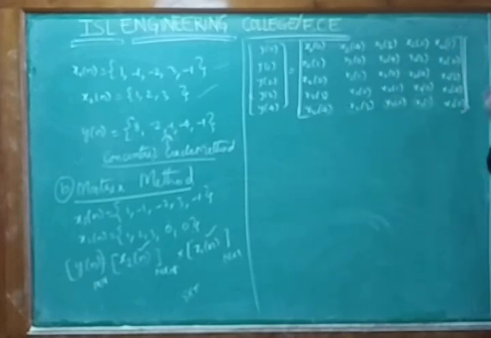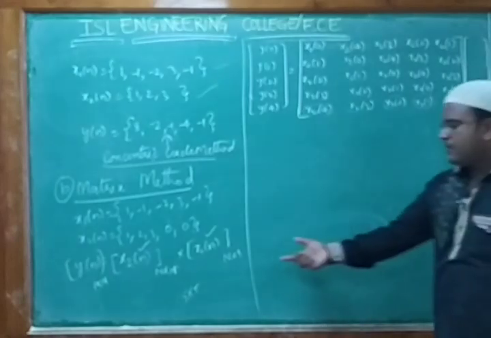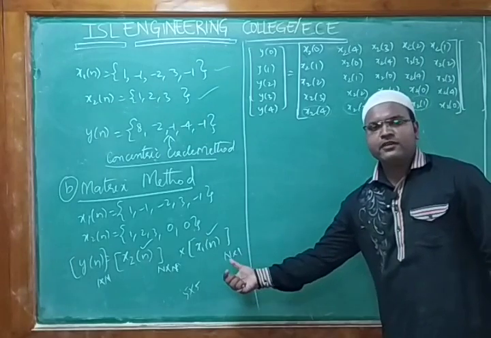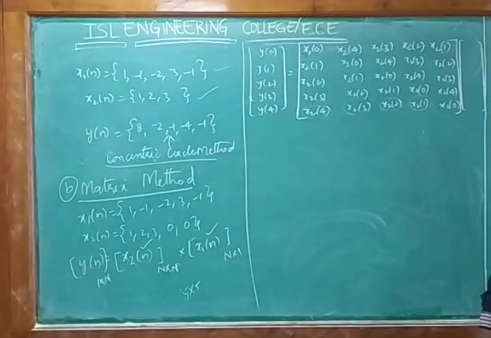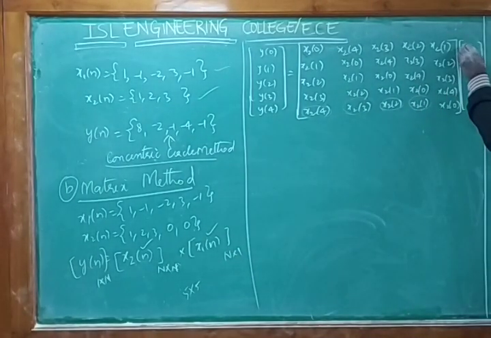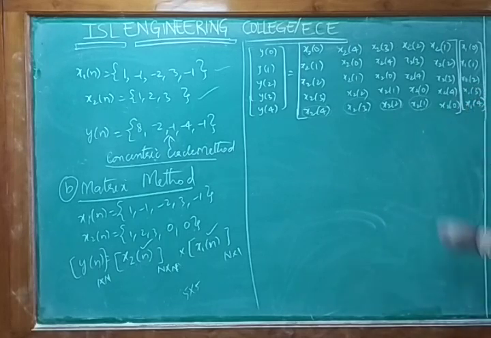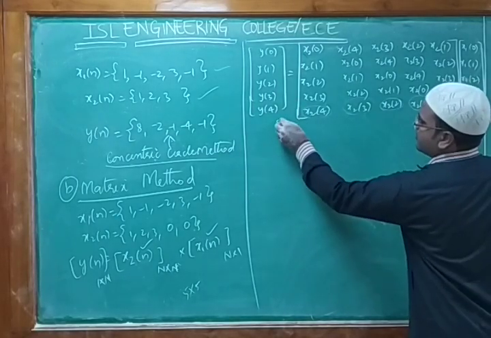Now, what is left? We have to write x2, and x2 is done. We are left with x1. So x1 needs to be n rows and 1 column. We'll write that: x1 of 0, x1 of 1, x1 of 2, x1 of 3 and x1 of 4. So this is 5 rows, 1 column.